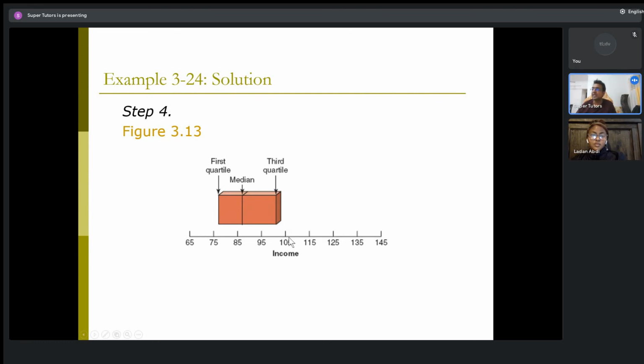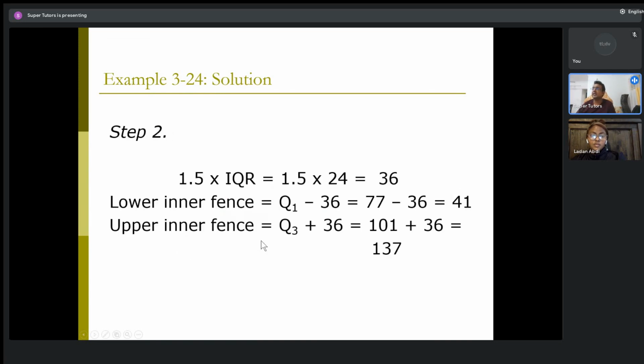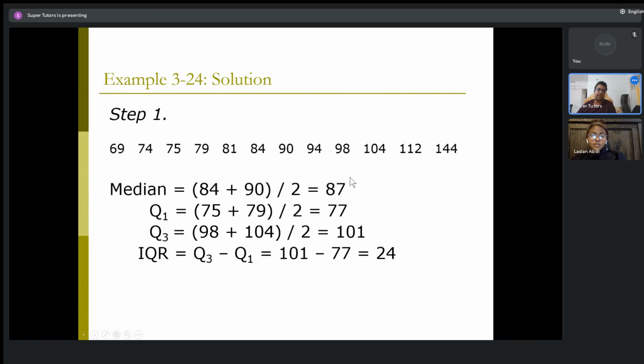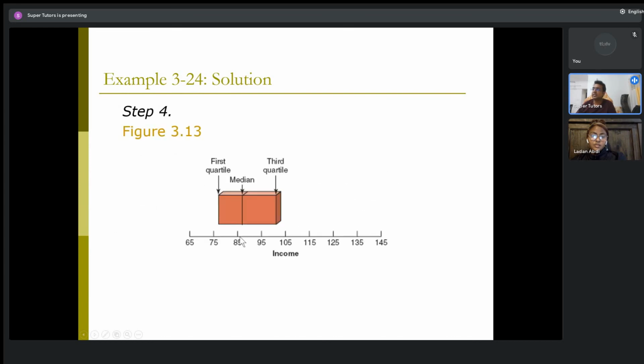So, we draw a uniform scale. If you see, this is uniform, 10 units each, 65, 75, 85. The median is how much? 87. Q1 is 77 and this is 101. So this is roughly 87. If you see, it's slightly ahead of 85. This is 77, slightly ahead of 75. And this is 101, slightly ahead of 95. So this is called first, third, and median.